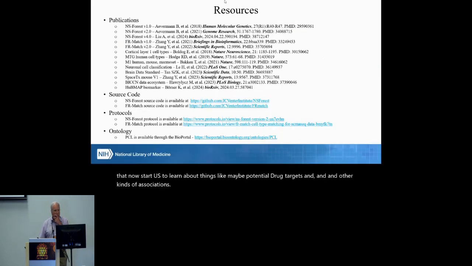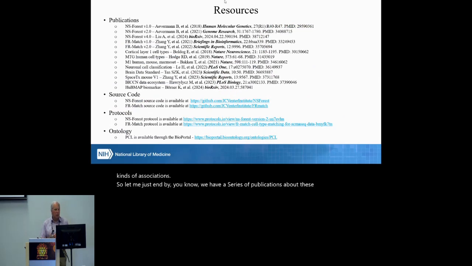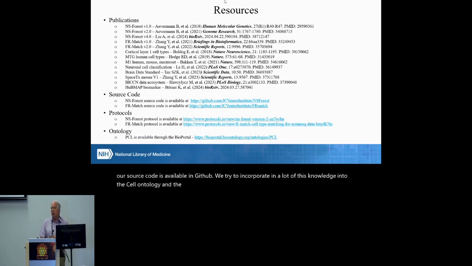So let me just end by saying we have a series of publications about these methods. All of our source code is available in GitHub. We try to incorporate a lot of this knowledge into the cell ontology and the provisional cell ontology for people to be able to use. So those resources are available.